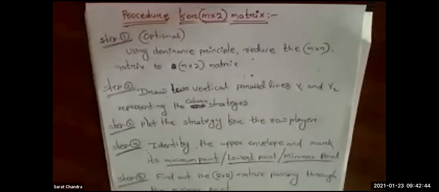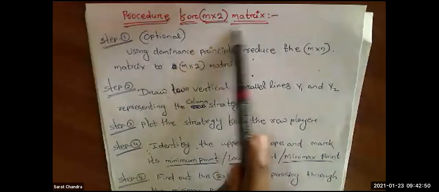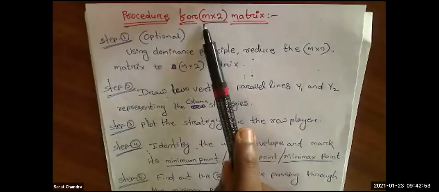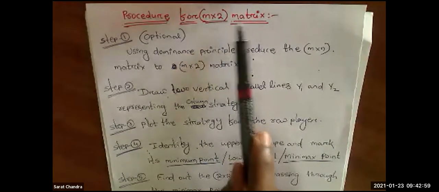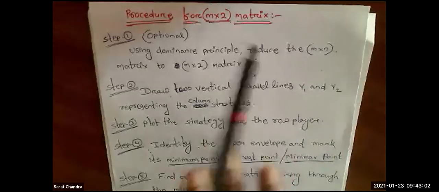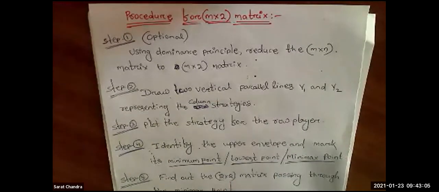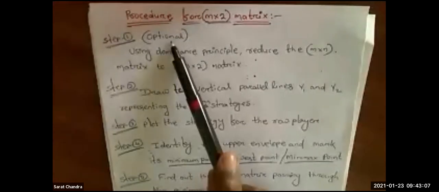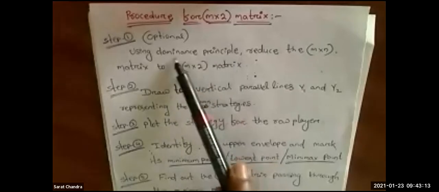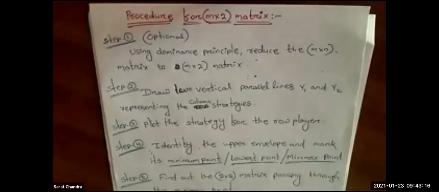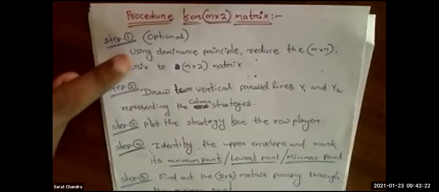Okay, so this is the algorithm I have written. Procedure for an m into 2 matrix. m means there should be some number of rows and there should be only 2 columns. All the procedure, step 1, step 2, step 3, everything will remain the same. I told you step 1 is optional, because you have to use the dominance principle, meaning row reduction and column reduction. But for the time being it is not used. I will tell you when to use it in this problem.